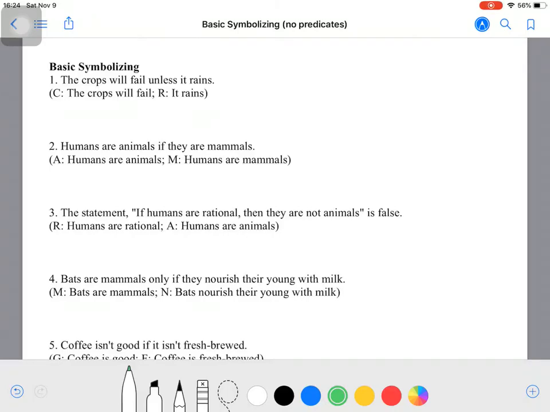Alright, good afternoon folks. So these videos are going to be intended to help you figure out how to do symbolizations, given that we haven't done symbolizing and translations in this class yet, but you're going to be tested on it on your final exam. So the symbolizations that you're seeing here are a little bit more simplistic than the ones that you're going to see on the exam, but this is intended to be a foundational starting point for learning and understanding how to translate more or less sentences, arguments, etc. into symbols that we can then analyze.